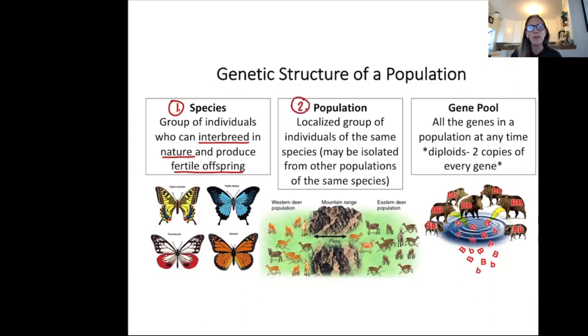Second definition is population. A population can be defined as a localized group of individuals of the same species, all right? Localized group of the same species.